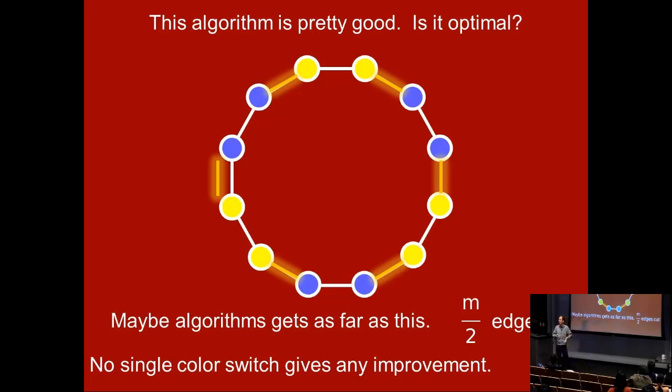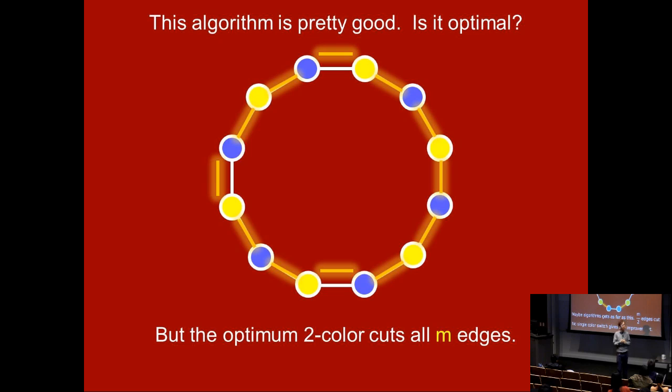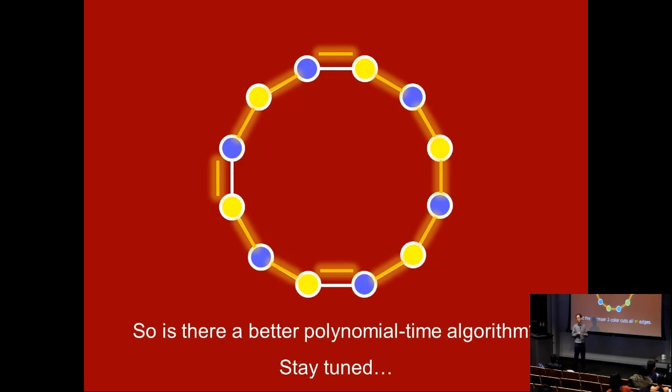The algorithm doesn't just stop. It keeps trying to switch vertices' colors to make more cut edges. But if you look carefully, no single color switch here is going to give any improvement. Let's say you change this to blue, then you gain this edge as cut, but you lose this one. So every switch doesn't change the number of edges cut. The algorithm tries it all, and nothing helps, so it outputs this one. But what's the best number of edges you could cut here? You can actually cut all of them. If you do alternating colors, you cut all of them. So even though you could cut all of them, it only gets half of that amount.